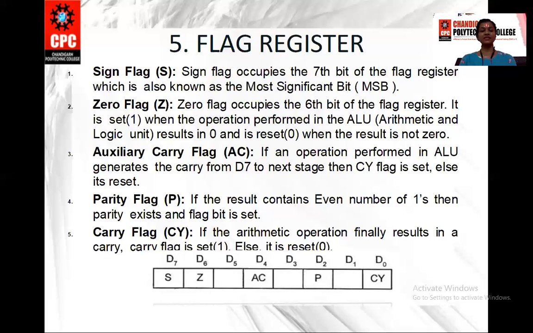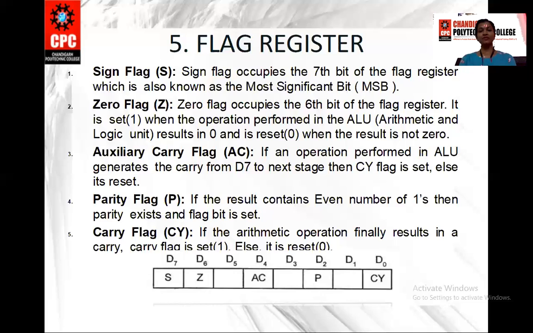Next is auxiliary carry flag. Auxiliary carry flag, denoted by AC, will be set to 1 if and only if there is a carry from third bit to fourth bit. If you are adding 8-bit numbers in 8-bit data and there is a carry from the third bit to the fourth bit, then your auxiliary carry flag will be set to 1. That means it will get active if and only if there is a carry from third bit to fourth bit, right?